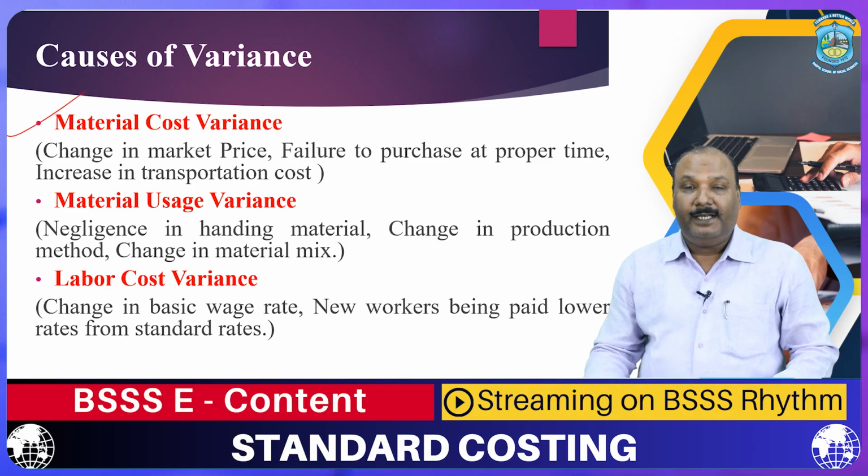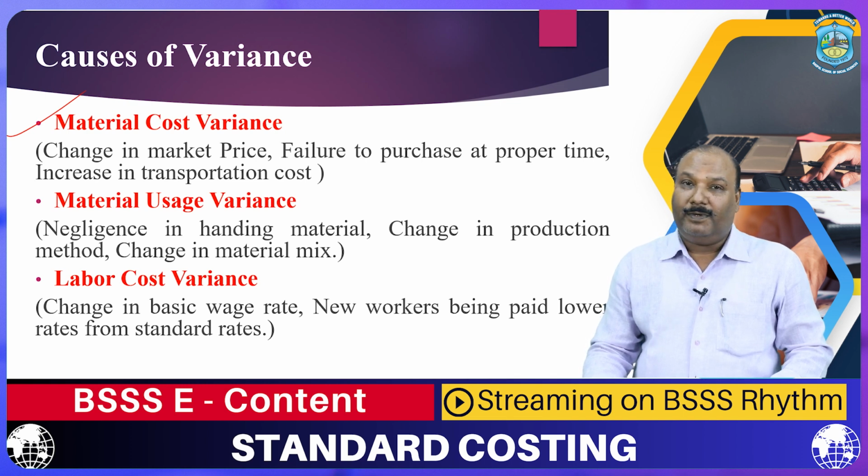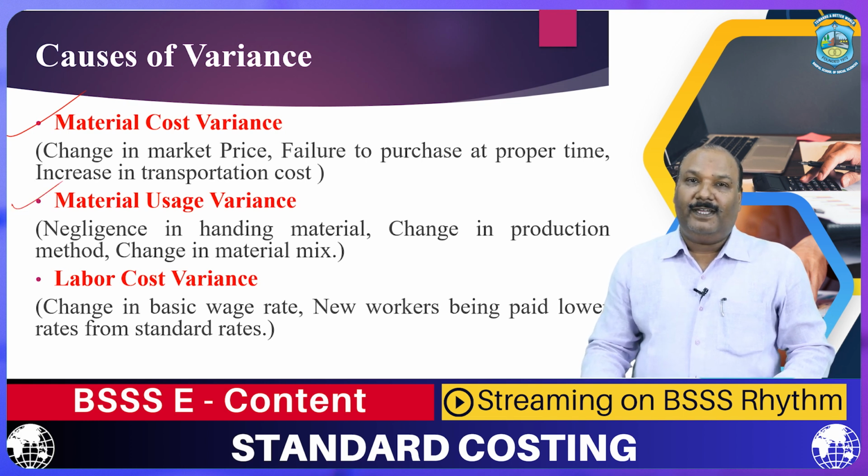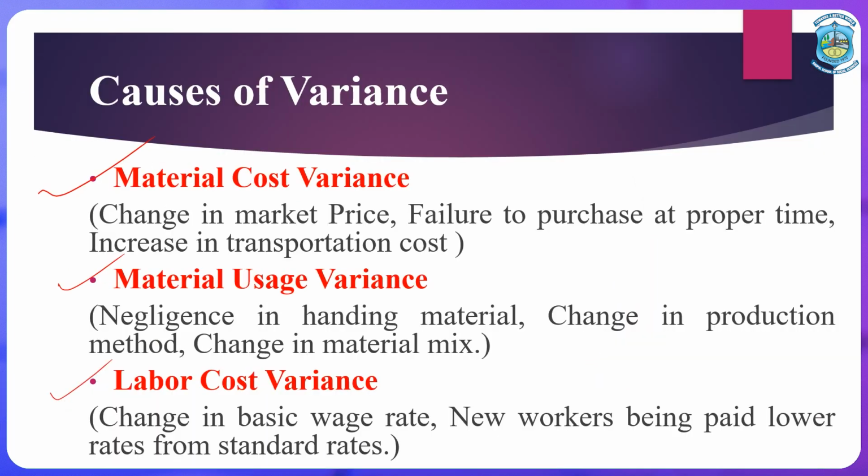Causes of the variances, there are 3 reasons. Number 1 is material cost variance: changes in market price, failure to purchase at proper time. If we are not purchasing goods or raw material at the proper time, it may be the cause. Increase in transportation cost. Number 2 is material usage variance: negligence in handling material, change in production method, change in material mix. Next is labor cost variance: changes in basic wage rate, new workers being paid at a lower rate than the standard rate. These are some causes of the variances.